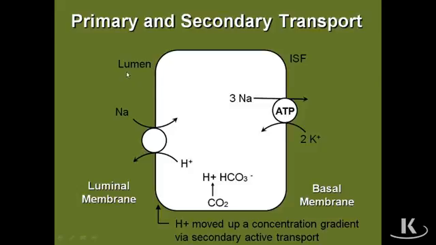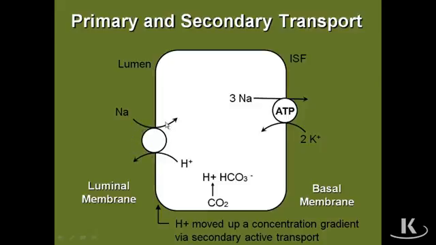This is, again, the lumen of the proximal tubule, and this is the interstitial fluid right here. So this is the basal membrane, this is the luminal membrane. Now this is just showing the active transport of hydrogen from inside the cell into the lumen here. That's our main focus on this figure. This is just another example of secondary active transport in the membrane.